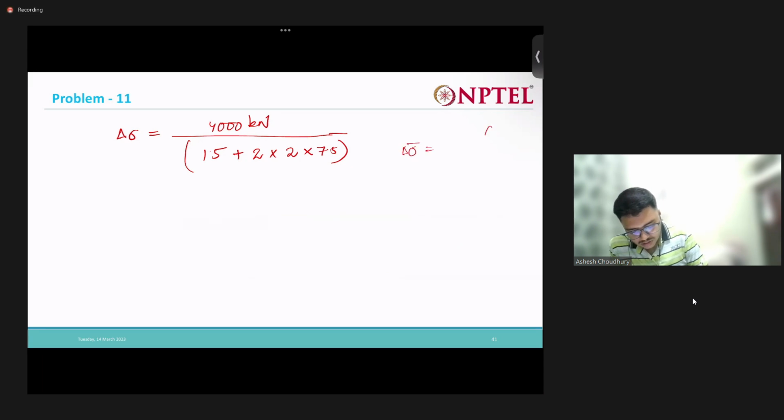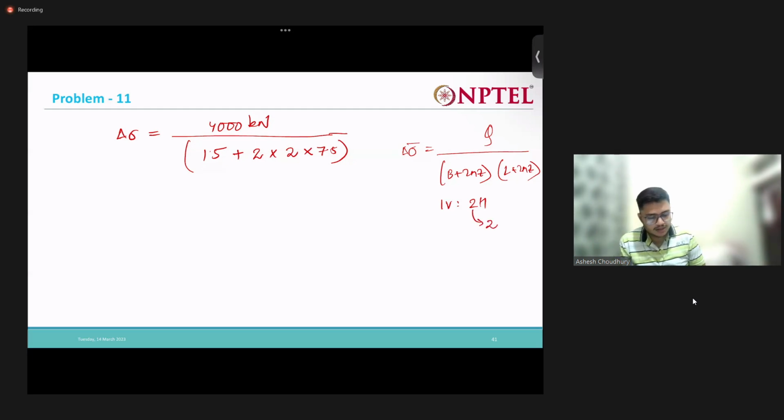So you can just remember this: delta sigma z equals q divided by (B plus 2nz) into (L plus 2nz), where q is the total load, n is nothing but one vertical to two horizontal, so my n is 2 here, z is my height, B is the width and L is the length. My length and width are both 1.5 each. So this will give my delta sigma.